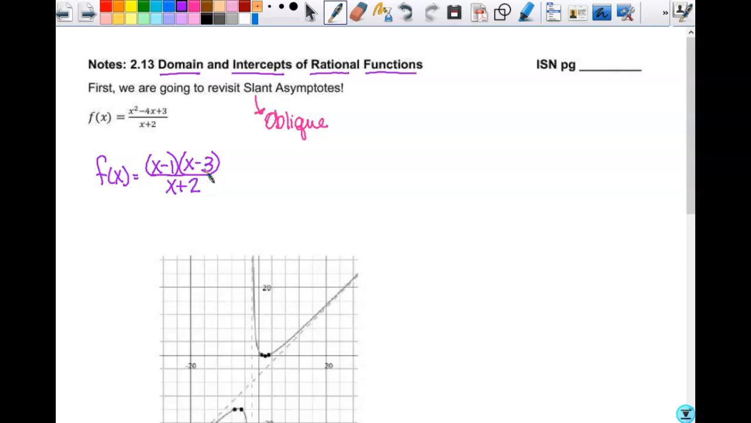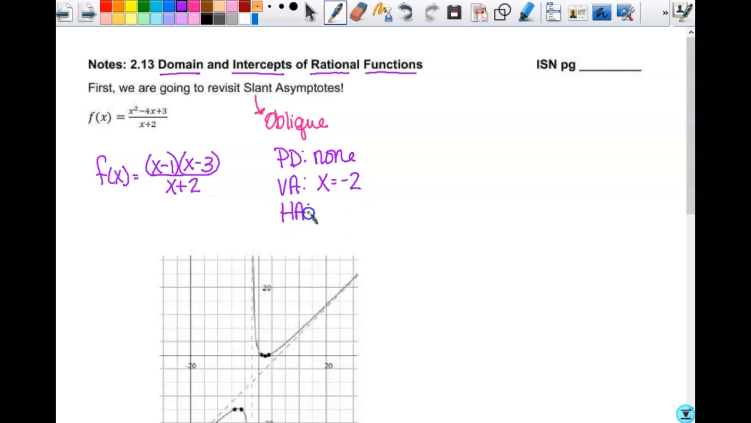So with that, let's think about the things that we would need to find. Do I have any point discontinuity? I don't have anything that I can reduce out, so the answer to that is no. That is none. Vertical asymptotes, get that from here. It's the zeros of the denominator, so this is going to be x equals negative 2. Remember, it's always an equation of a line.